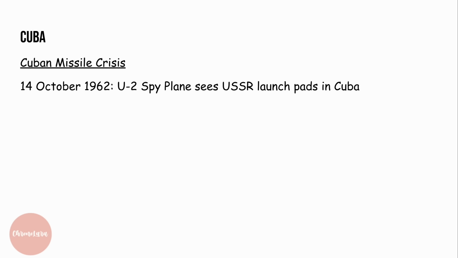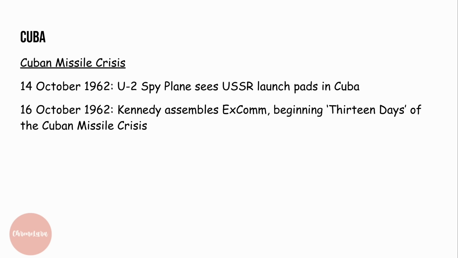You can see Khrushchev is breaking his promise here. So on the 16th of October 1962, Kennedy assembles ExCom, an advisory group, and this is the beginning of the 13 days of the Cuban Missile Crisis. A lot of historians argue that this is the closest we've ever been to the world ending in history.